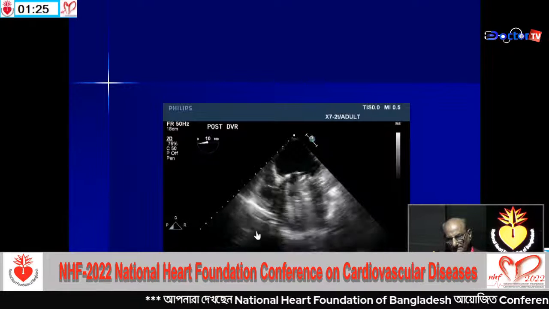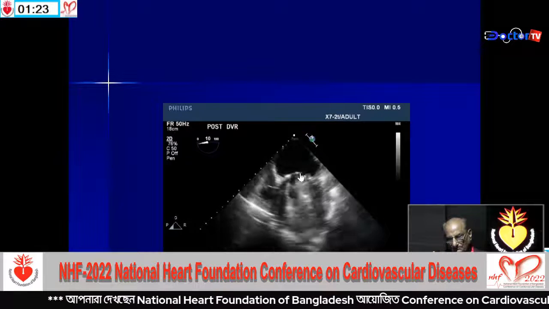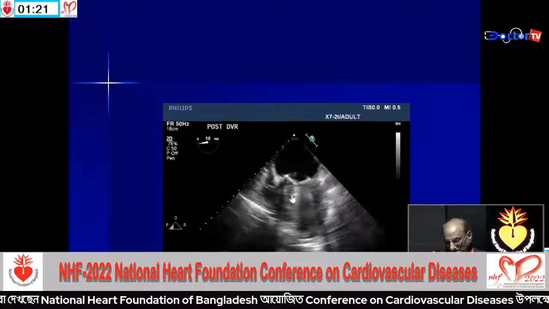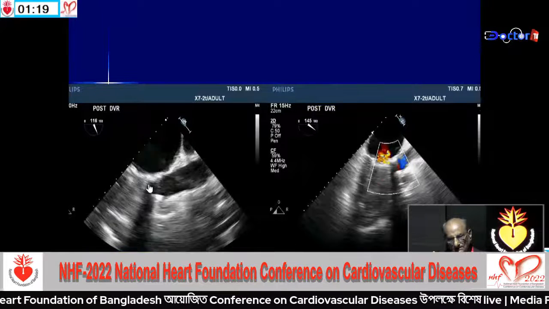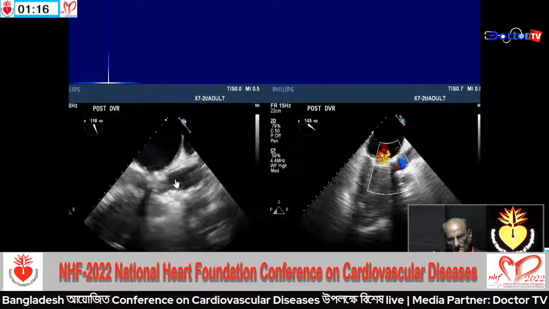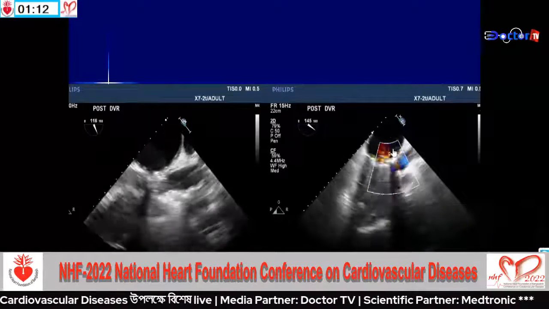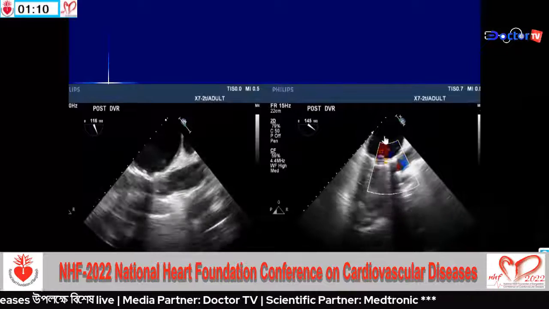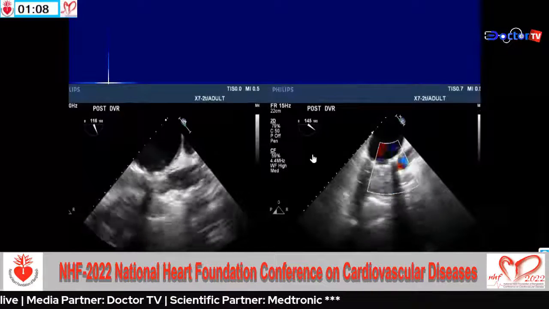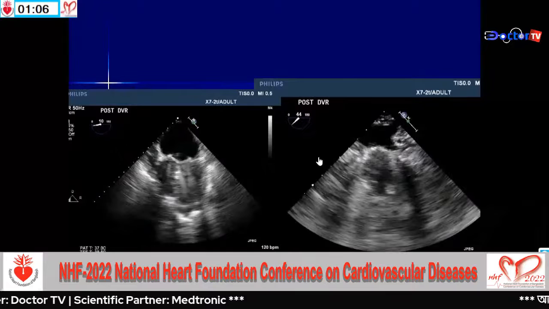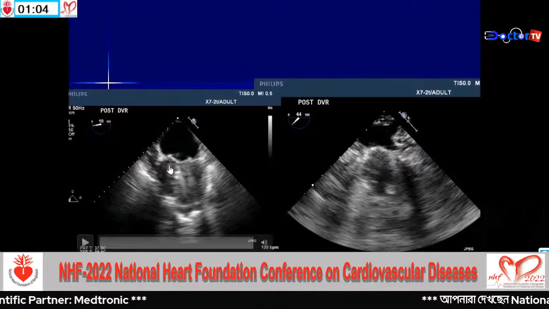And you see the mitral prosthesis is moving normally, no problem in that. The aortic prosthesis is moving normally, and the mitral flow did not show any flow coming from LA to LV. It was only restricted to the LA. That gave us a hint that the surgeon had put the valve in an upside-down position.